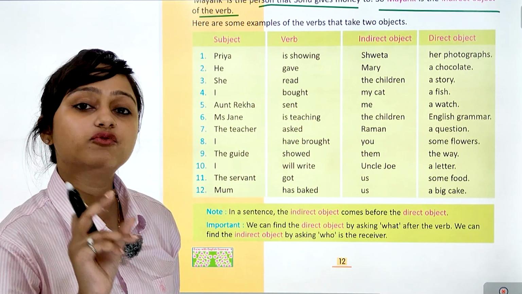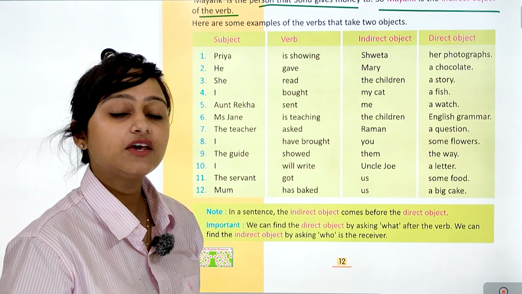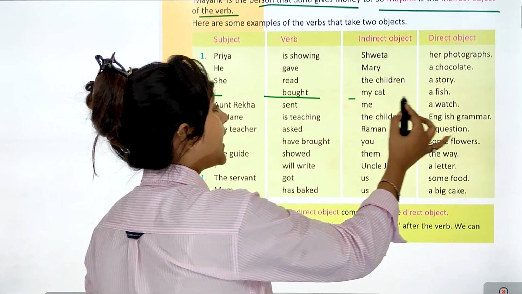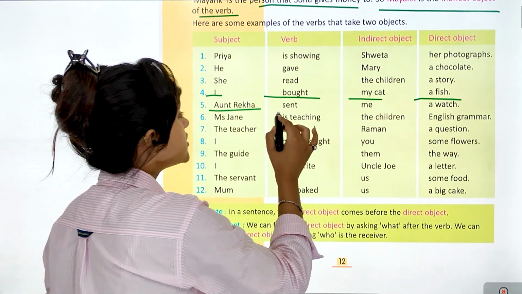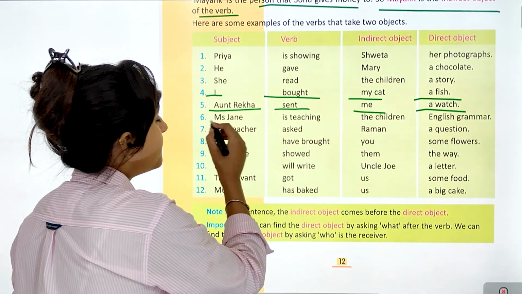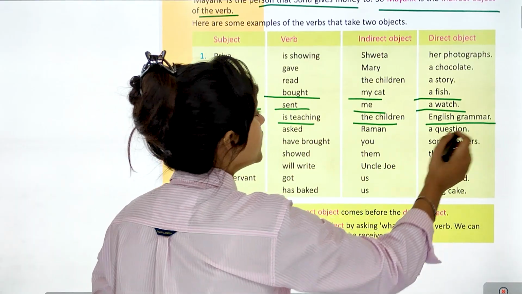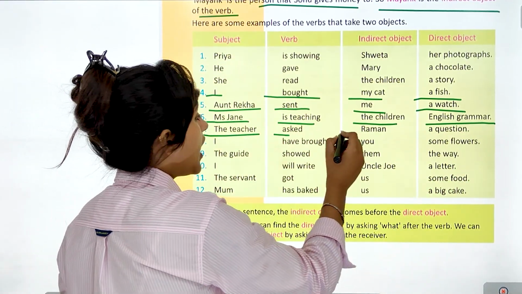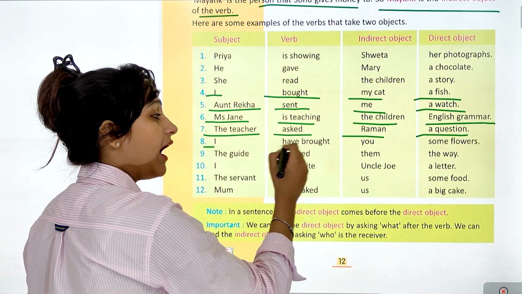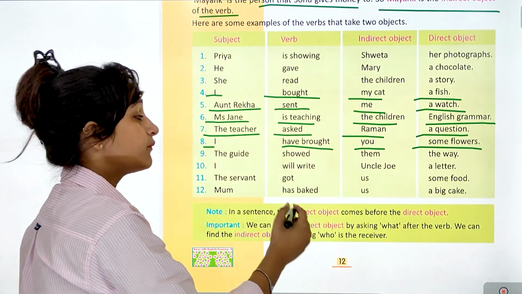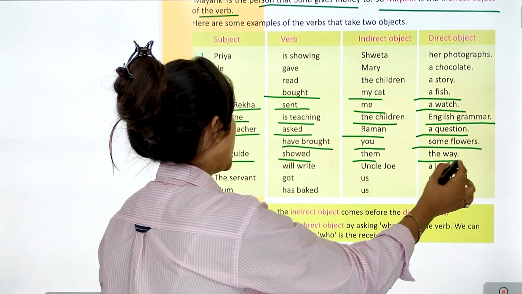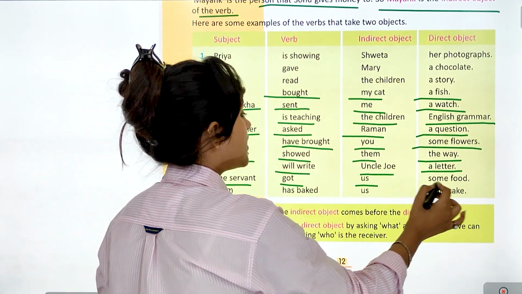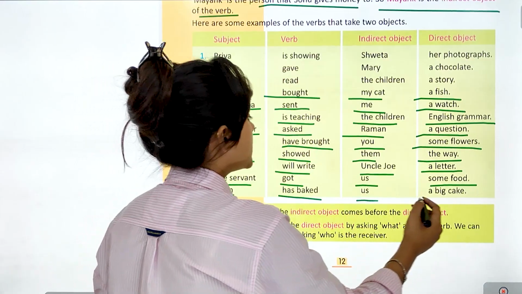जो चीज हो रही है वो क्या है आपका? Direct object होता है. और जिसके लिए हो रही है that is the indirect object. I bought my cat a fish. Aunt Rekha sent me a watch. Miss Jane is teaching the children English grammar. The teacher asked Roman a question. I have brought you some flowers. The guide showed them the way. I will write Uncle Joe a letter. The servant got us some food. Mom has baked us a big cake.